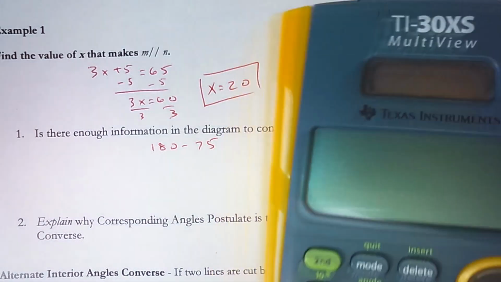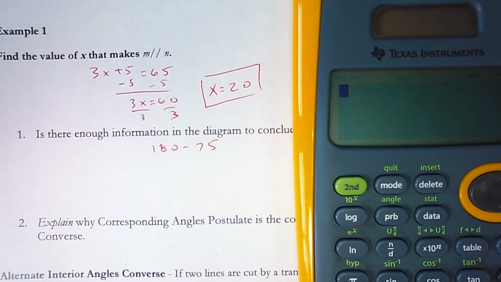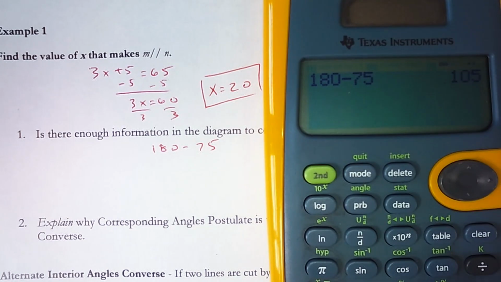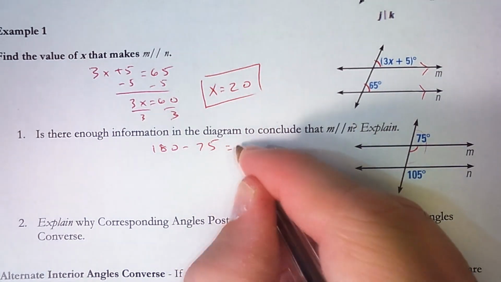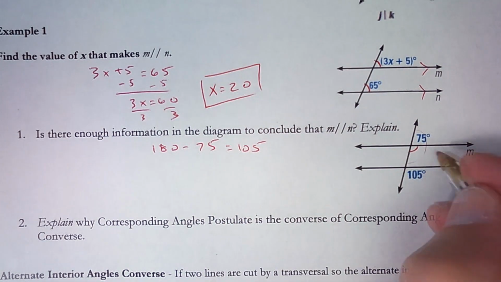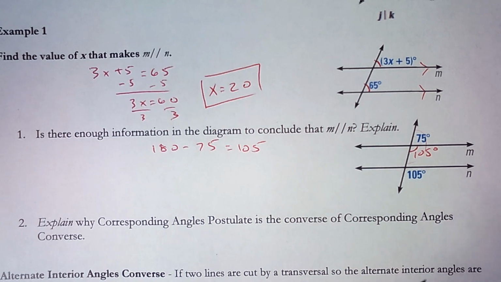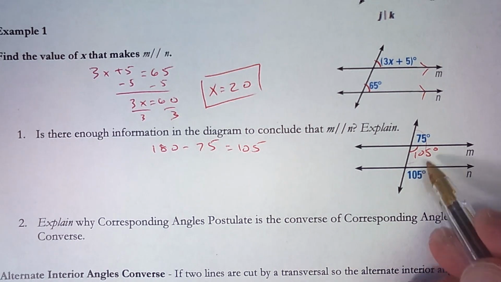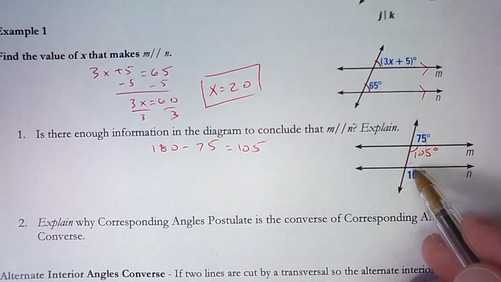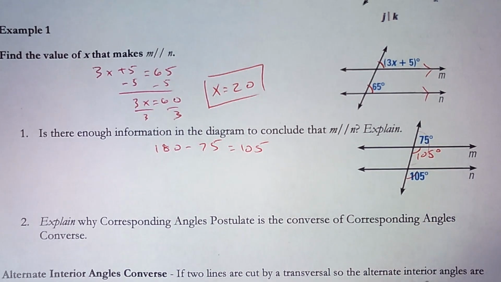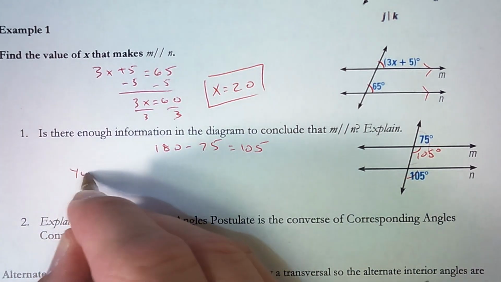Okay, so 180 minus 75 is 105. So this right here is 105 degrees. Now, I see that these are congruent corresponding angles. So the answer is yes.